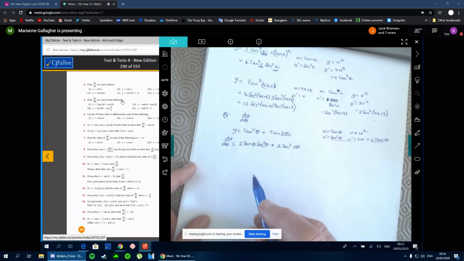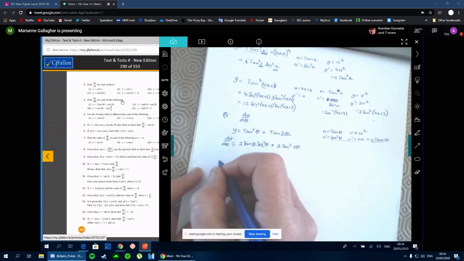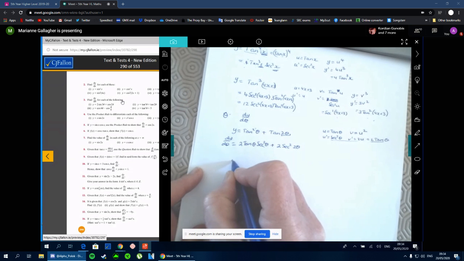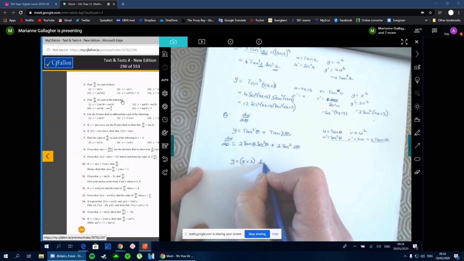And then I'll just do question 4. We just put part 1 straightforward. I'll just do part 3 of question 4. So that was y is equal to x plus 3 times sine x.